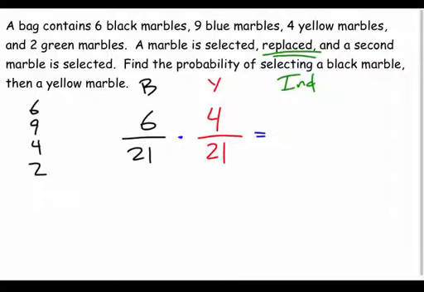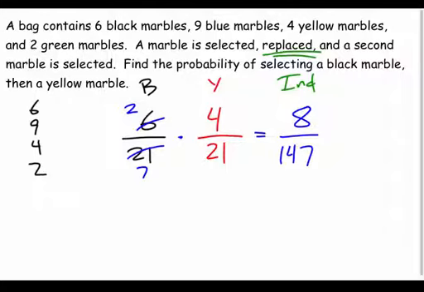For example, like 6 over 21, 3 goes into both. 3 goes into there twice. 3 goes into there 7 times. I don't have to simplify at the end. So 2 times 4 is 8, and 7 times 21 is 147. And I'm guessing that is my simplified form.